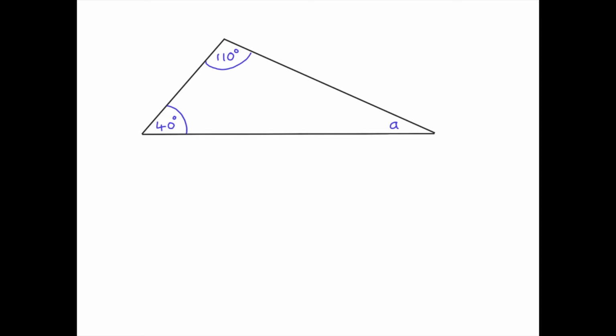So all we need to do here is to add together 110 and 40, which gives us 150. And then we need to subtract that from 180 degrees. So 180 take away 150 equals 30 degrees. So A is 30 degrees.